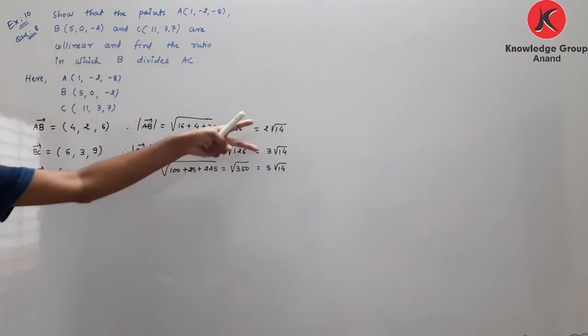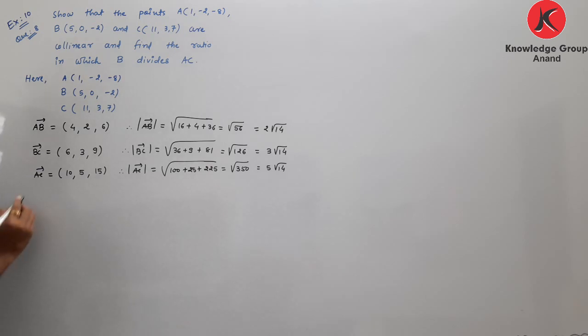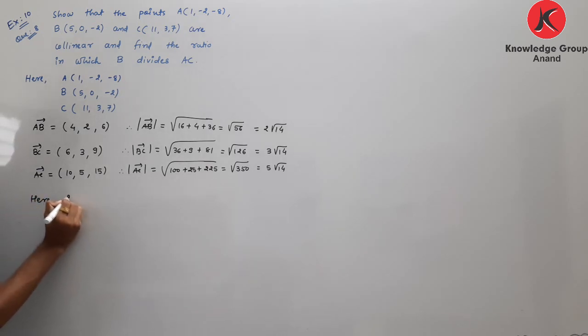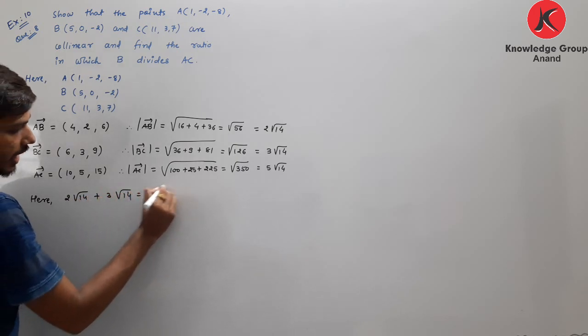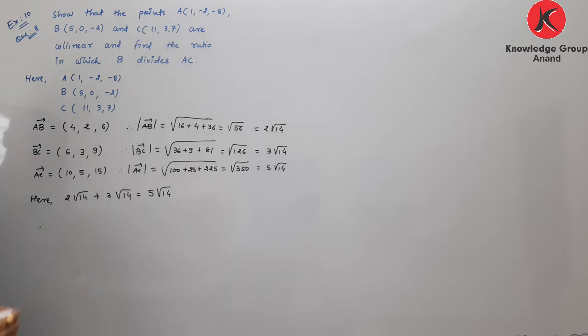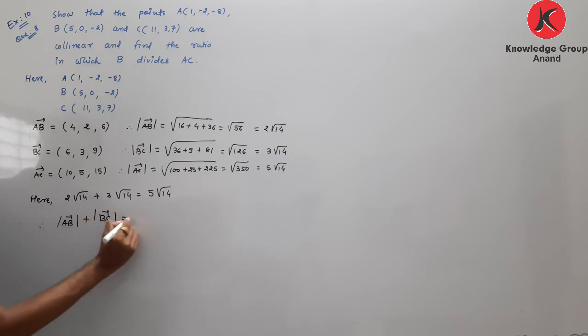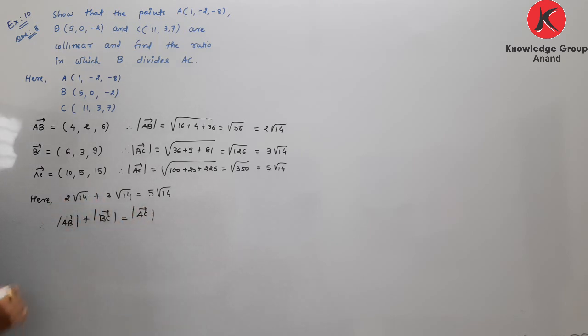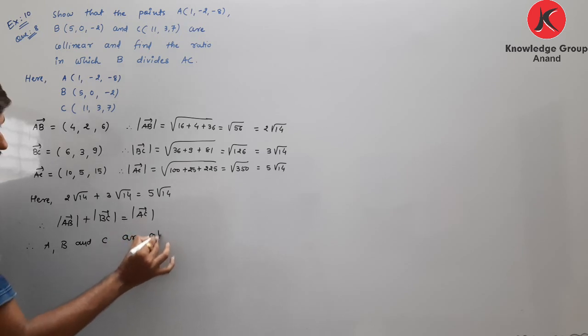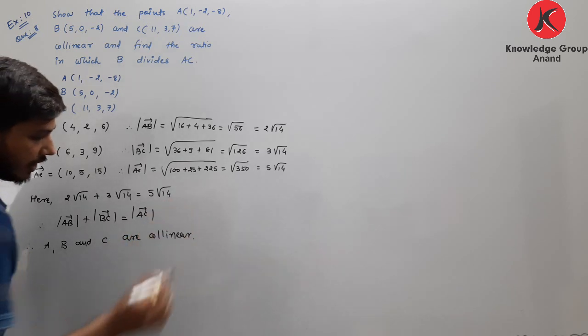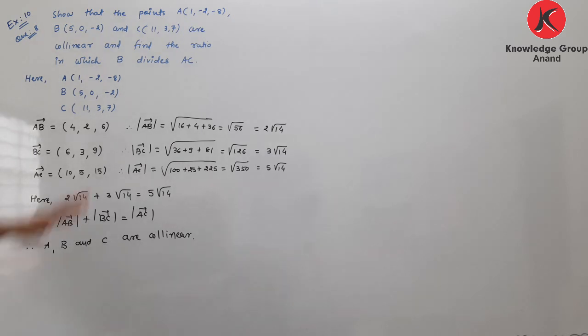See here, the addition of these two distances equals the third distance. So here the addition of 2 root 14 plus 3 root 14 equals 5 root 14. Therefore we can say that the magnitude of vector AB plus the magnitude of vector BC equals the magnitude of vector AC. Therefore we can say that points A, B and C are collinear. They are collinear points. Okay.